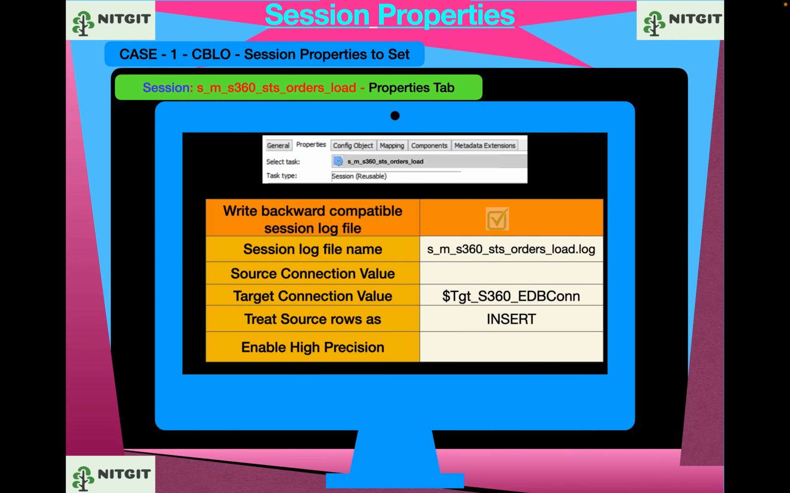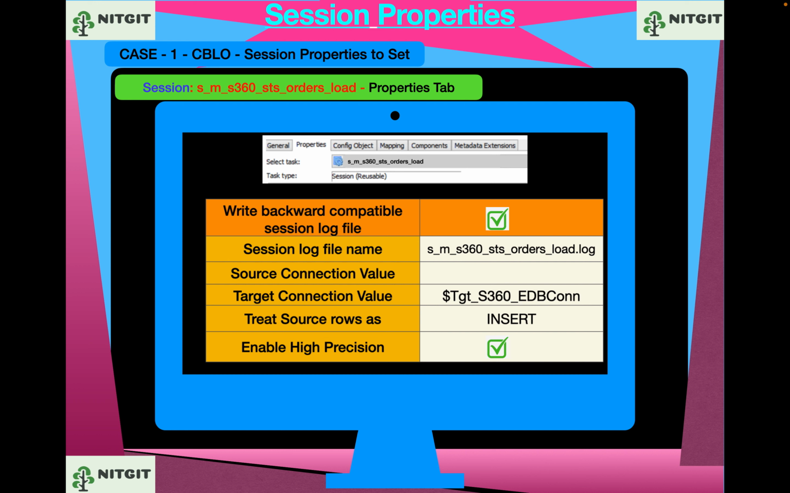So these are the session properties on the properties tab. Write backward compatible session logs has to be enabled. So we are checking that. There's a checkbox, you just need to check it. Session log file name is usually the session name dot log. Okay, we have to check whether it is created properly or not.